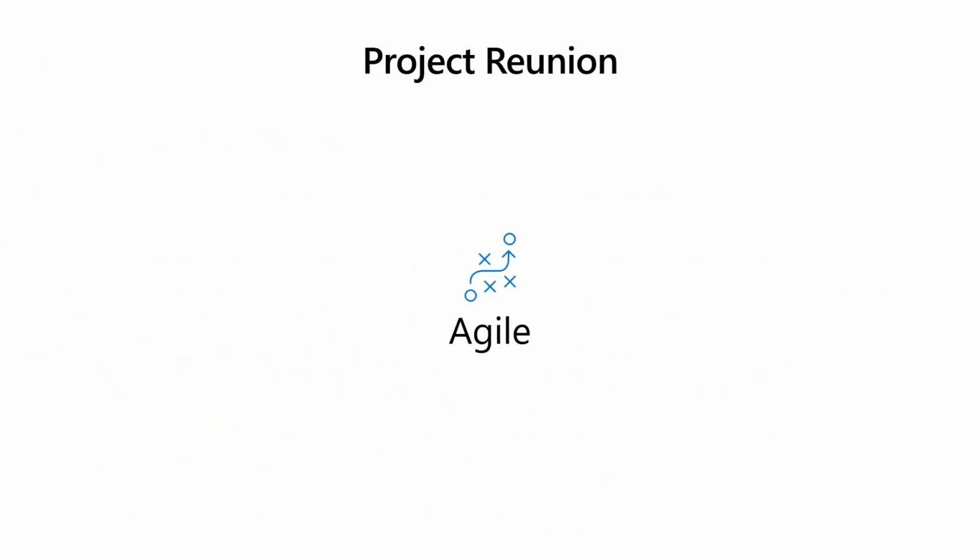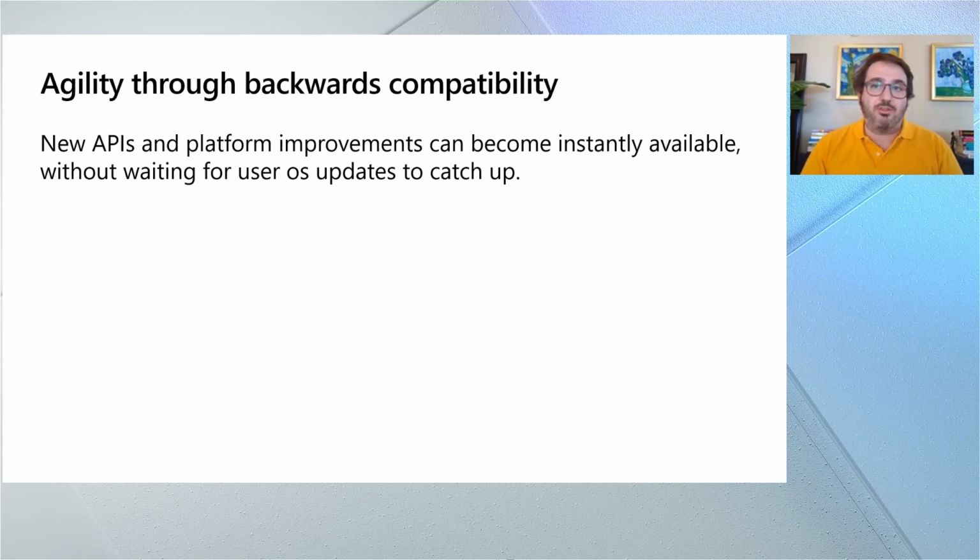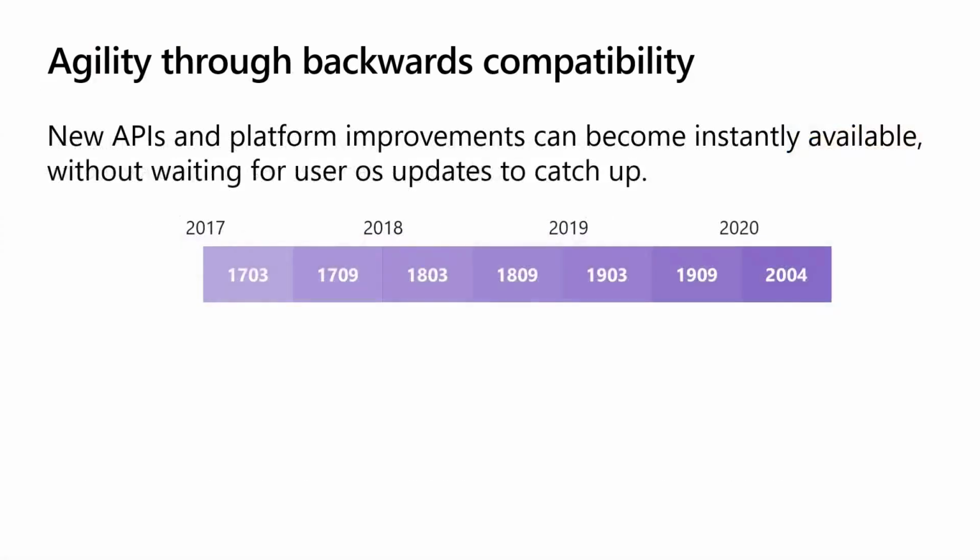Yeah, getting to the second benefit area we were talking about, agility, we really want to transform how you can work with Microsoft and how you can work with the Windows platform and really reduce the lag between when you need something or ask for something and when you can get it and start to use it. And so, one of the ways we can do that is through backwards compatibility and lifting these APIs out, as we're talking about. So new APIs and platform improvements can become instantly available without waiting for users or the OS updates to catch up. Let me give you an example of that. Suppose there's some new feature that you wanted, a new API or some other improvement, and we added it to the operating system. Well, the 2004 version of Windows that just came out might have it, and that's great.